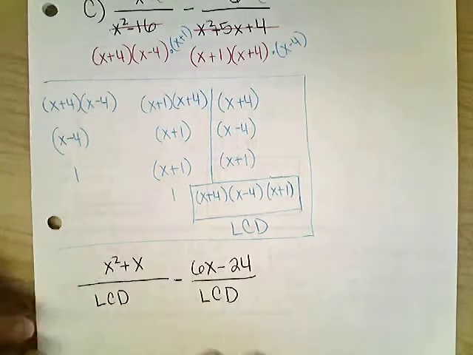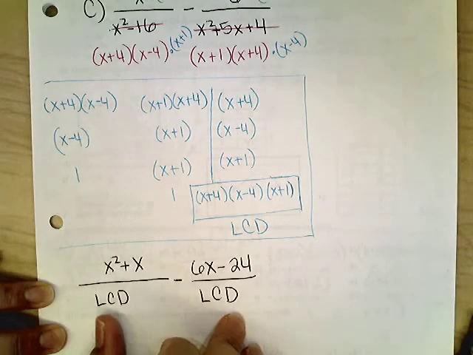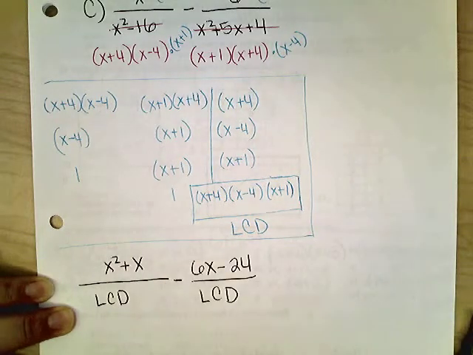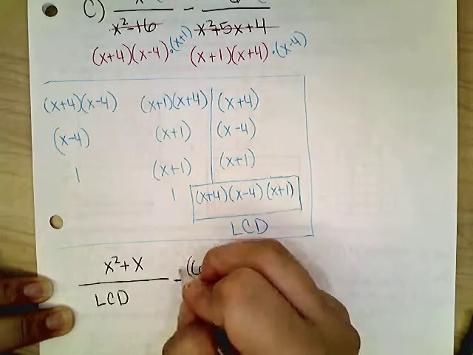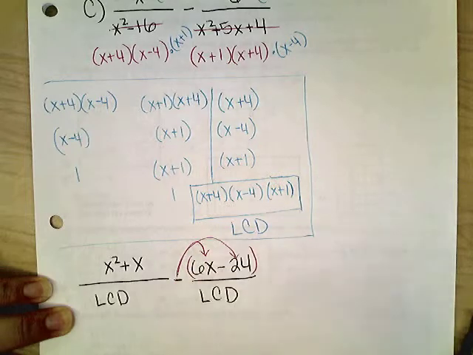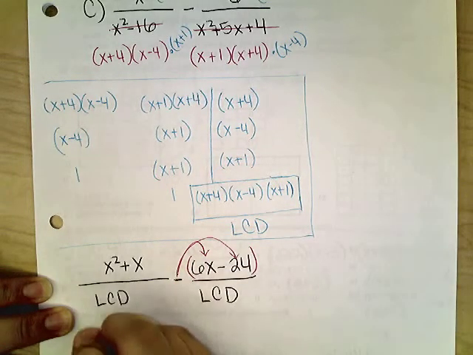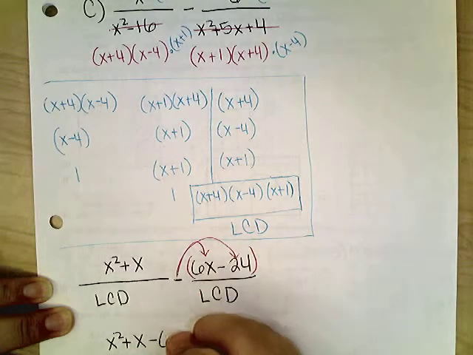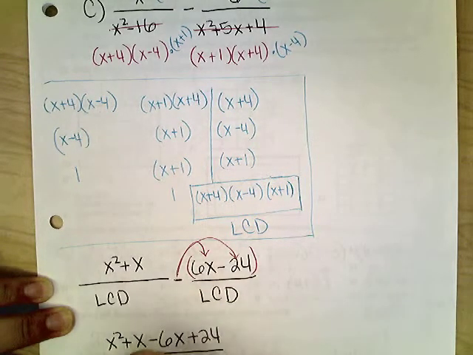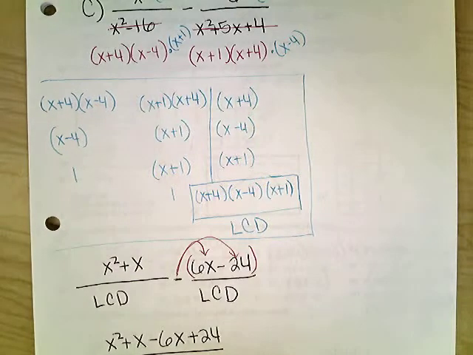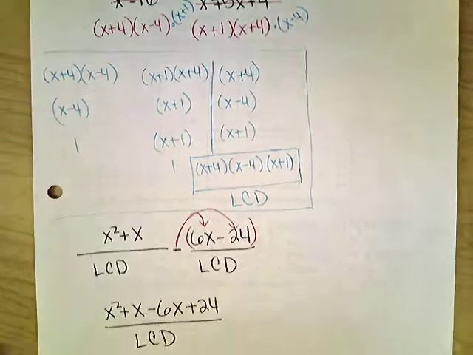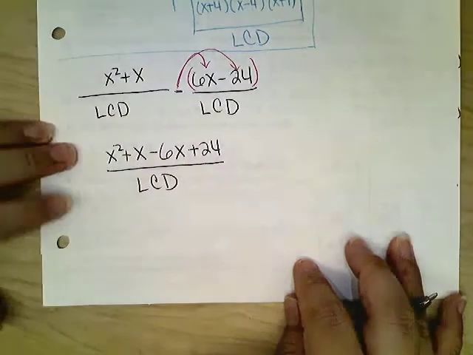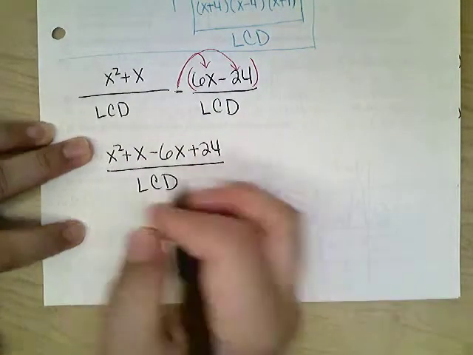Cheat a little. Okay, now, since we have the least common denominator, we want to go ahead and combine our numerators. Since we're subtracting, we need to distribute the minus in. We need to subtract both pieces. So we have x squared plus x minus 6x plus 24 over our least common denominator. We're going to combine our numerator. Let's move it up a little more. Okay, we're going to combine our numerators, our like terms.